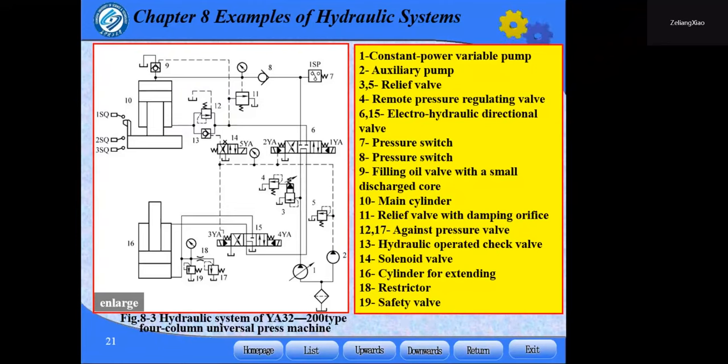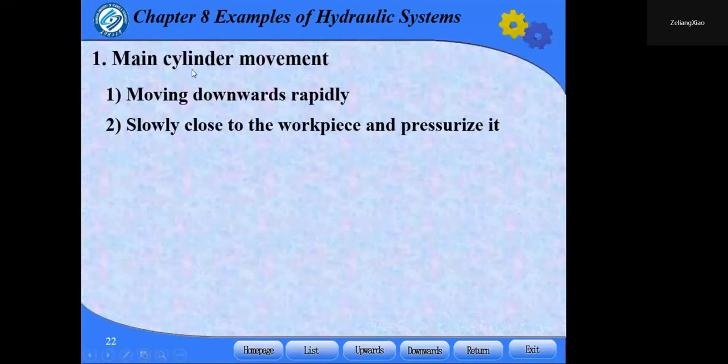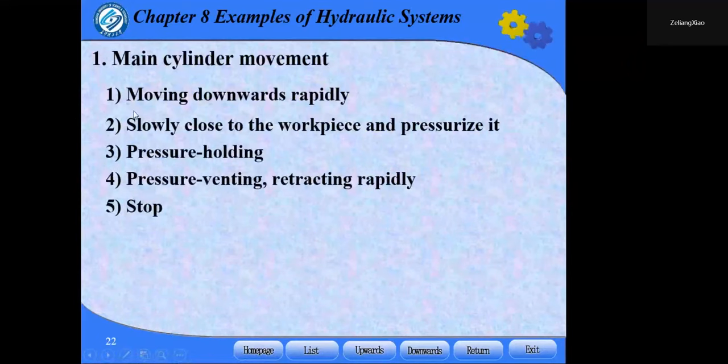Then the pressure oil enters the downward port of the main cylinder, main valve 6, and the check valve 13. The oil in the output returns back to the oil reservoir through the valve line, accomplishing a relative recovery for the main cylinder. The main cylinder movement then comes to a stop.